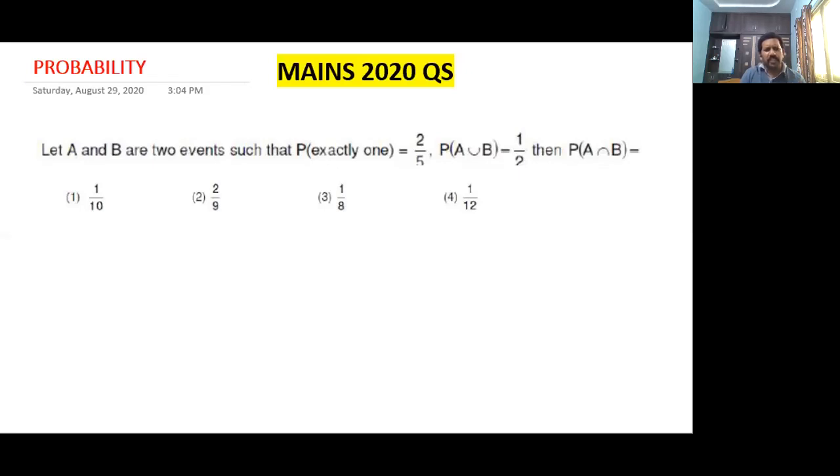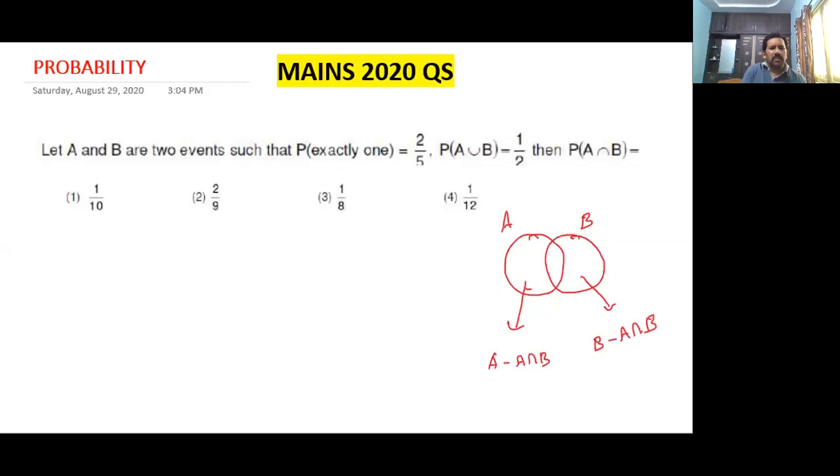Here confusion is P of exactly 1. How to take exactly 1? Suppose this is A set, this is B set. This is A, this is B. Now this is only A, that means we can write A minus A intersection B. This part is only B, that means B minus A intersection B.